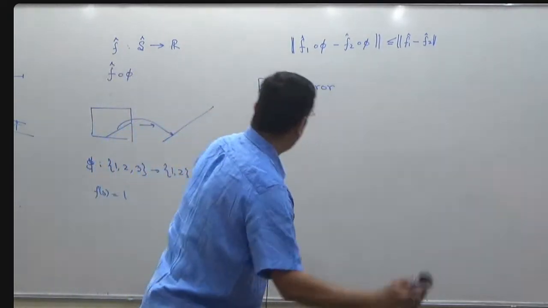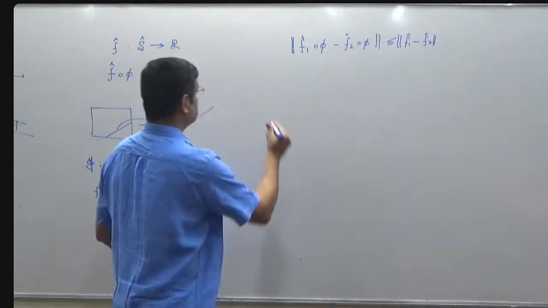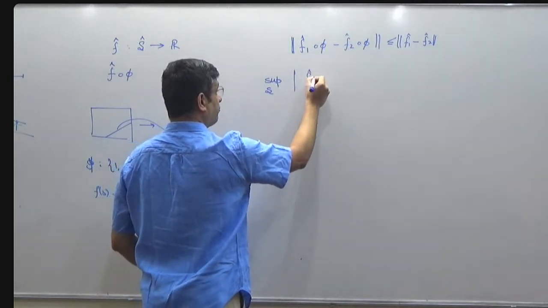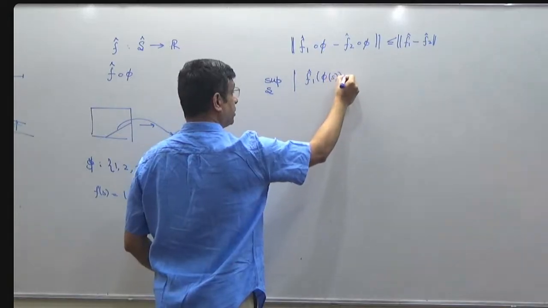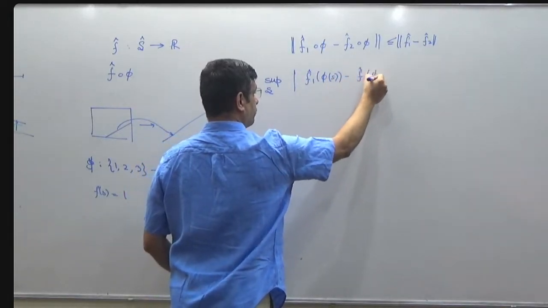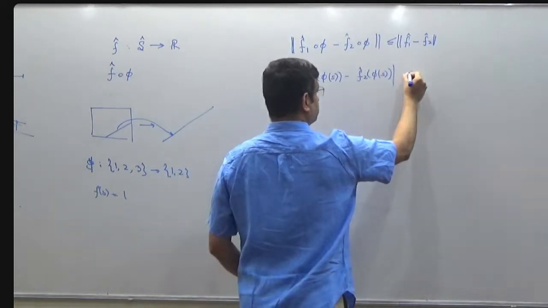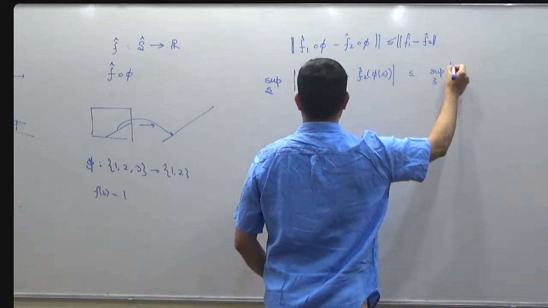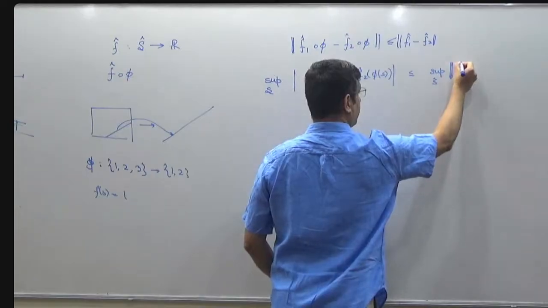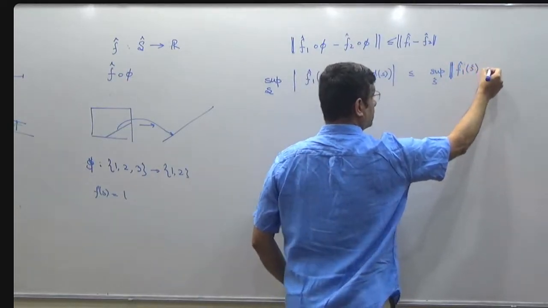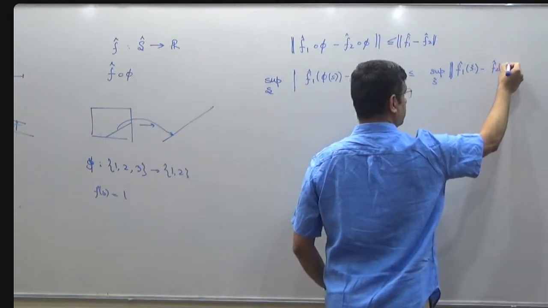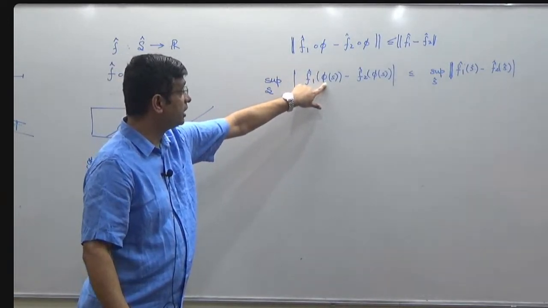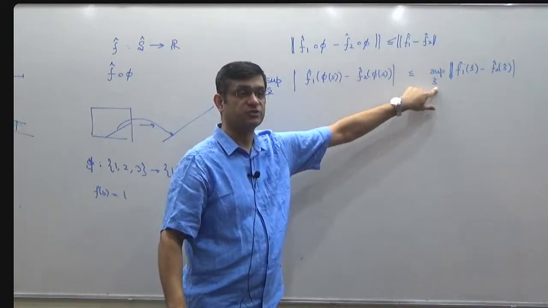No, I think all I'm saying is sup over all S hat of f hat 1 of phi of S minus f hat 2 of phi of S is less than or equal to sup over all S hat of the absolute value of f hat 1 of S hat minus f hat 2 of S hat. Right? This should be true all the time, as long as the range of this is a subset of the range of this. Right? That's all the statement is saying.